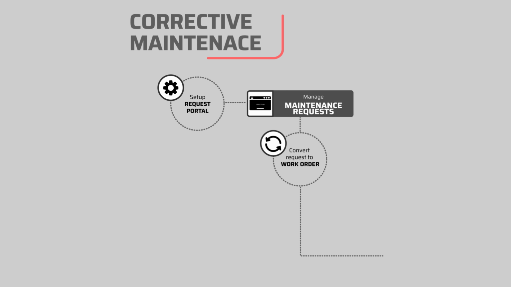Today, we'll be focusing on corrective maintenance. Corrective maintenance relies on users reporting an issue and submitting a maintenance request. First, we'll configure our request portal, where users can submit maintenance requests. We'll demonstrate how to report maintenance requests using the various methods available within our platform.